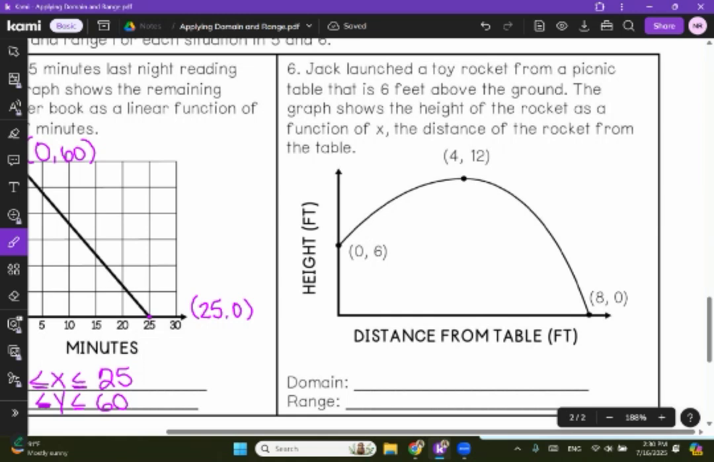Okay. So for our domain, notice they've already labeled the points for you. They've made it that much easier for you. And they are all closed circles. So I'm going to go ahead and underline. The lowest x is 0, highest x is 8. Lowest y is 0, highest y is 12.